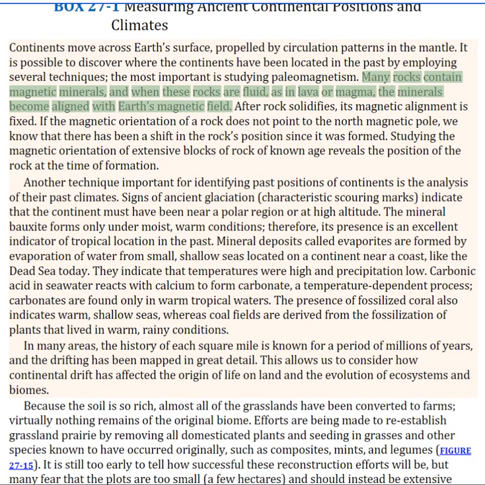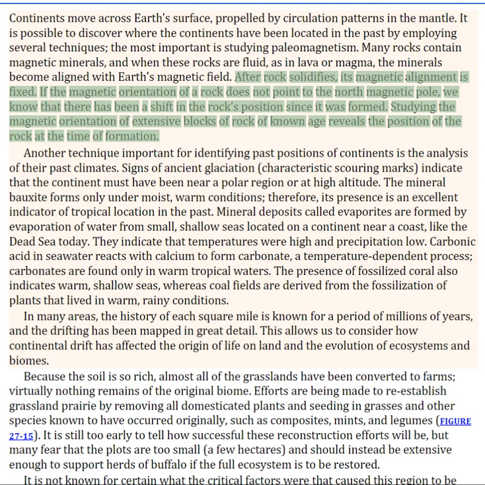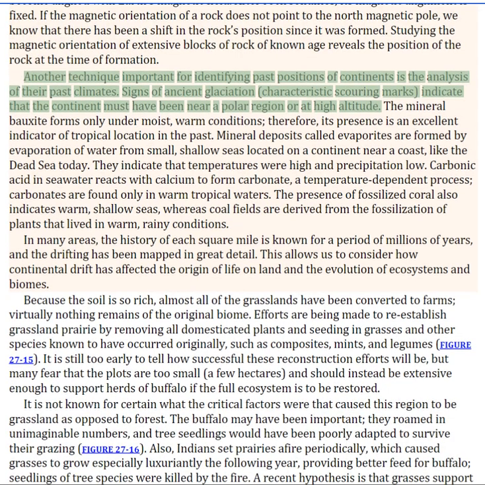Many rocks contain magnetic minerals, and when these rocks are fluid, as in lava or magma, the minerals become aligned with Earth's magnetic field. After rock solidifies, its magnetic alignment is fixed. If the magnetic orientation of a rock does not point to the north magnetic pole, we know that there has been a shift in the rock's position since it was formed. Studying the magnetic orientation of extensive blocks of rock of known age reveals the position of the rock at the time of formation.